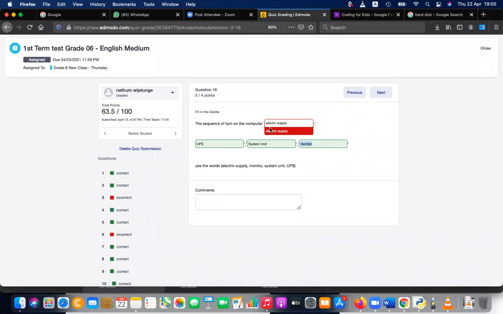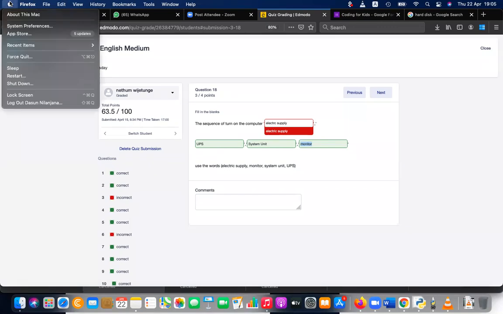After shutting down, turn off the monitor. Then the UPS, and finally the power supply switch. First, you have to close all the programs and shut down your computer using the shutdown button.